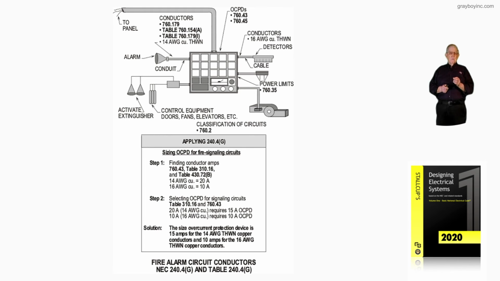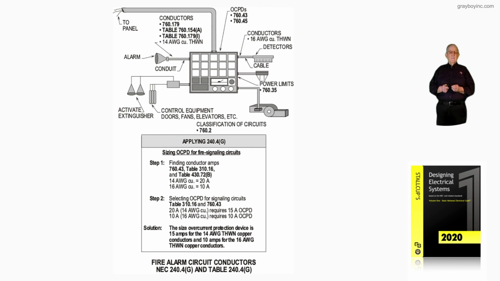Now step two, Table 310.16 and 760.43. Both of those sections are listed, one section in one table, because number 14 requires a 15 amp overcurrent device, but the wire is good for 20 amps. Number 16 has a 10 amp overcurrent device ahead of it, and that is considered protecting that number 16 conductor.